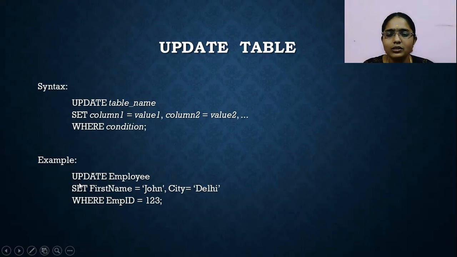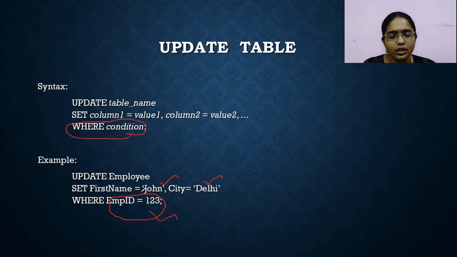A simple example is: UPDATE employee SET first_name = 'John', city = 'Delhi' WHERE employee_id = 123. Sorry, 123. So what happens here? Whomever the employee ID is 123, his first name will be set to John and his city will be modified to Delhi. Is that clear? I can modify a particular person's information by applying a condition. If the employee ID is this, then set this value.